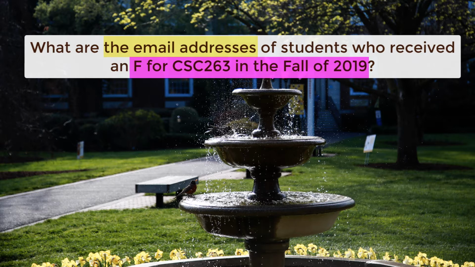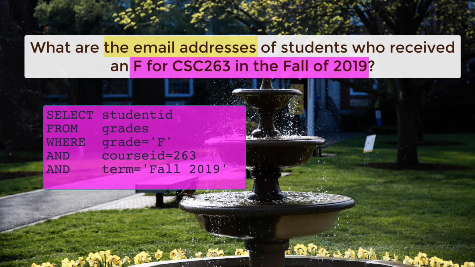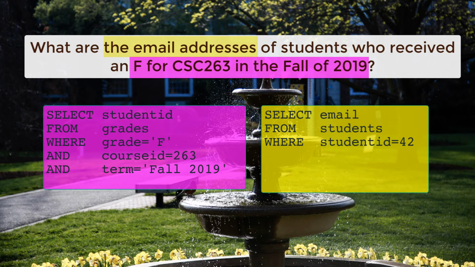The problem arises when we find out that it's easy to find a list of all student IDs belonging to students who received an F in CSC 263 in the fall of 2019. And it's easy, by looking at the students table, to find out what the email address is of a student if you have their ID. But what we're looking for is a combination of both. So let's figure out how we are going to do that.